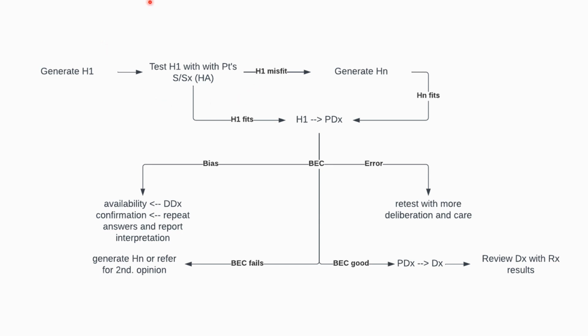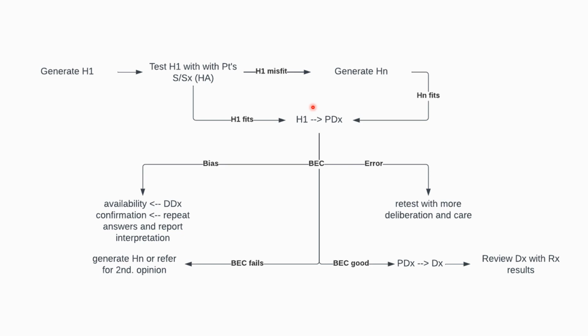You then test H1 with the patient's signs and symptoms, again in extended form or in abbreviated form with the essential illness script. If H1 is a misfit, generate H2 through N as needed. If HN then fits, you now have your provisional diagnosis. If H1 fits immediately, then you have your provisional diagnosis. Now, if you generated H1 by a negative differential diagnosis, then this now becomes your diagnosis, because there's no need to check for bias. You've already done that for the most part.